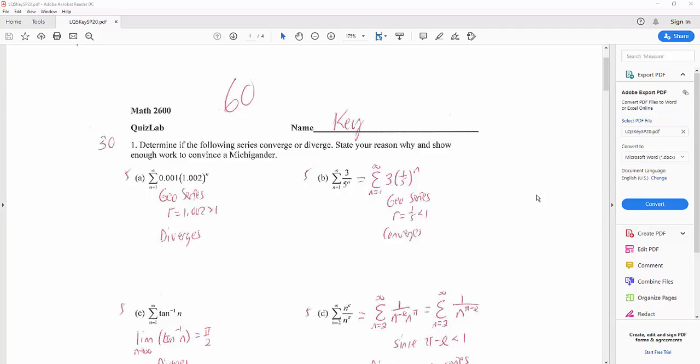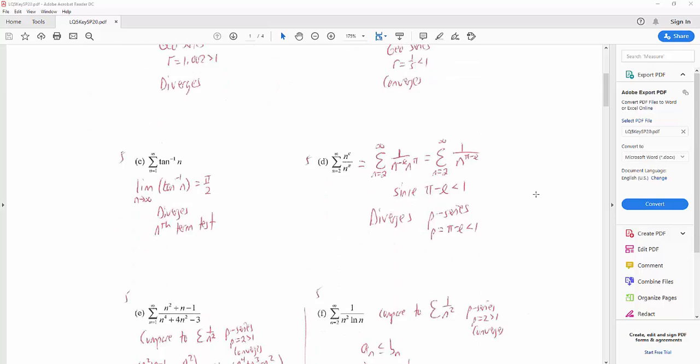In B, 3 over 5 to the n can be rewritten as 3 times 1/5 to the n. It is not 3/5 to the n. In any event, it's a geometric series. R equals 1/5, which is less than 1, so it converges.